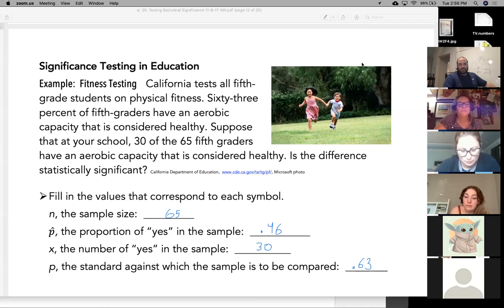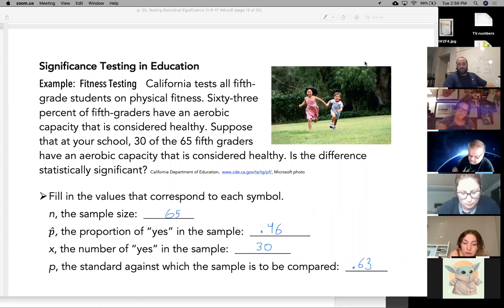What do you mean it seems far away? Well, it's 46 and 63 is 17% away. That's a big difference. That doesn't seem that big to me, but I don't know. Well, when statistics are involved, it's big. Yeah, 17% is pretty big. So let's take a look at what comes next.